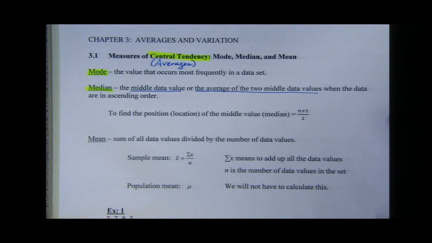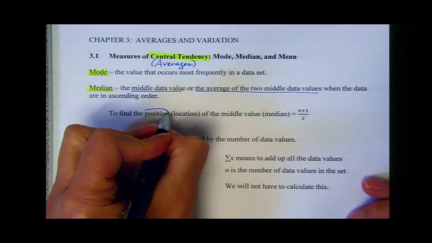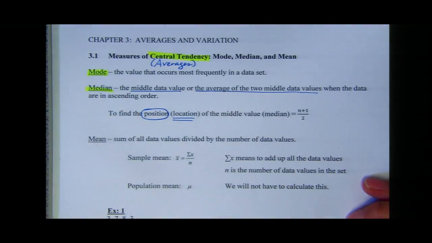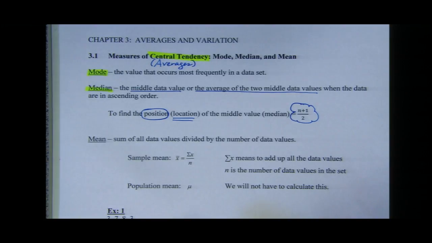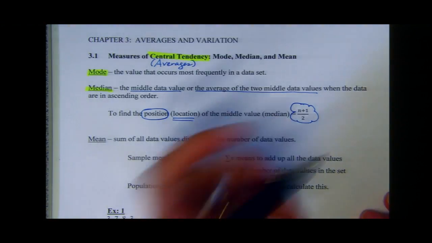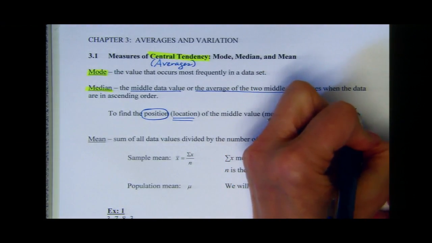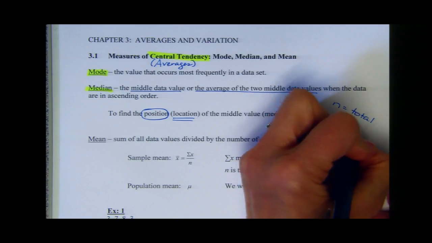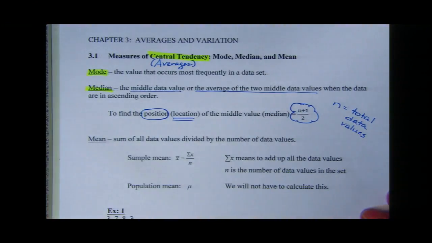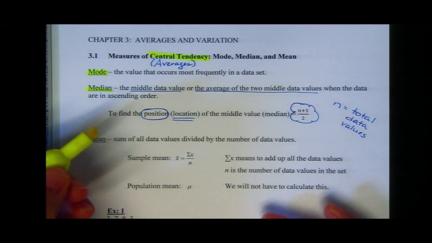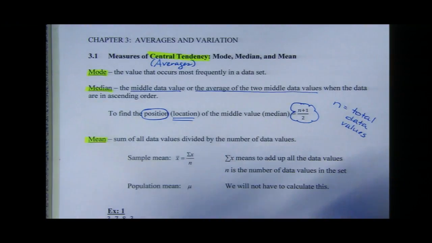The other thing with the median that we will look at is finding the position or the location of the middle value, and that is found by taking n plus 1 divided by 2, and n equals your total data values. And then the last measure of central tendency, or the last average we look at, is the mean, which is the sum of all the data values divided by the number of data values.